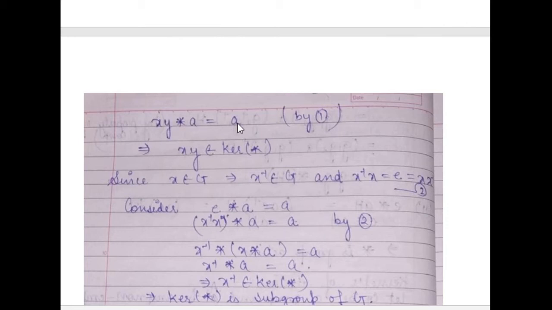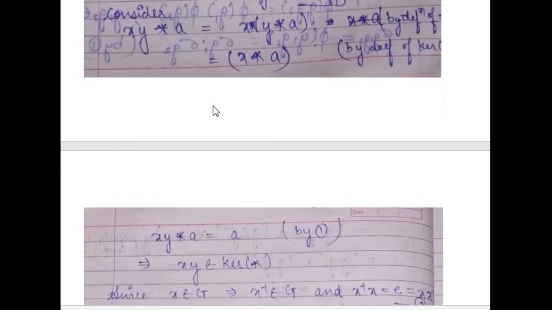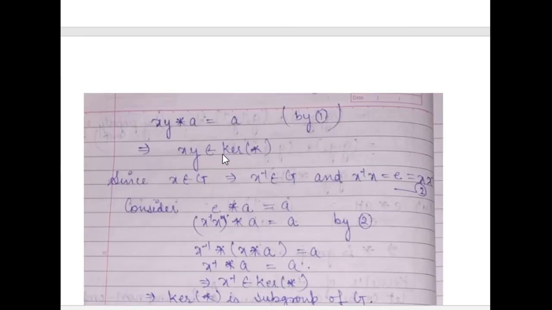So x y star A is A. So when we operate xy over A, we get A. So this implies xy will be in the kernel, so this implies the kernel is closed. Since we have taken x and y as any two elements of the kernel, and we have proved that the product xy will also be in the kernel, so the kernel is closed.